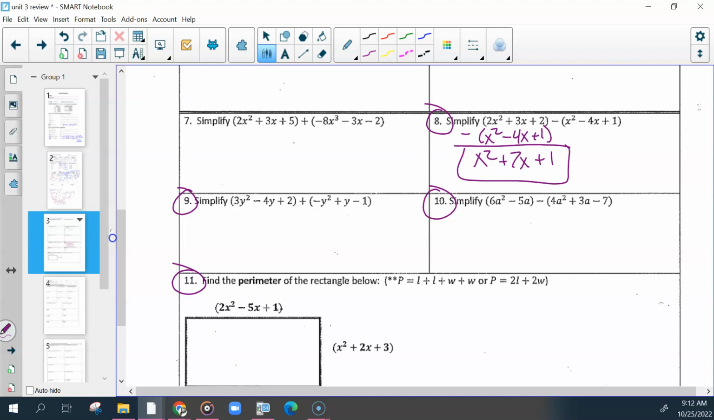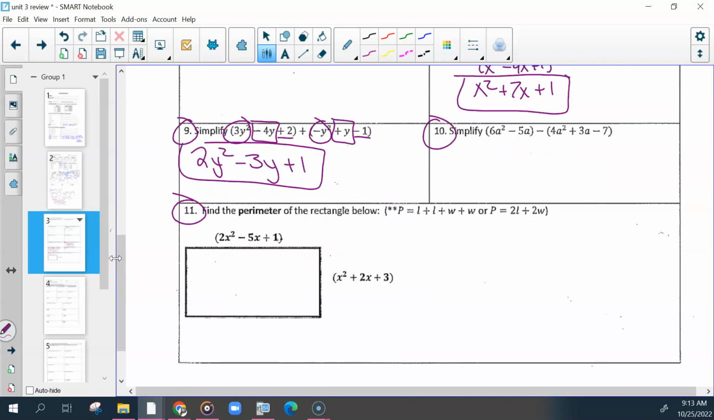Number 9, what operation are we doing? Addition. So here, we just have to combine like terms. You don't even have to rearrange anything. So look for like terms. 3y squared minus y squared, 2y squared. Negative 4y plus y, negative 3y. And 2 minus 1, plus 1. Please double check your signs.